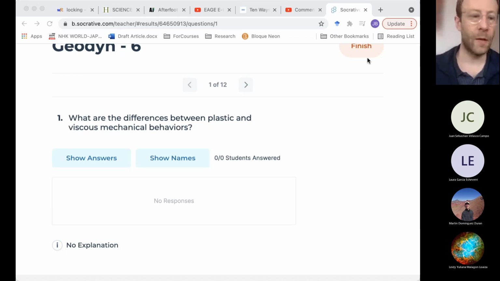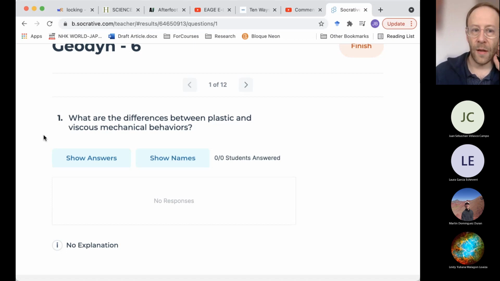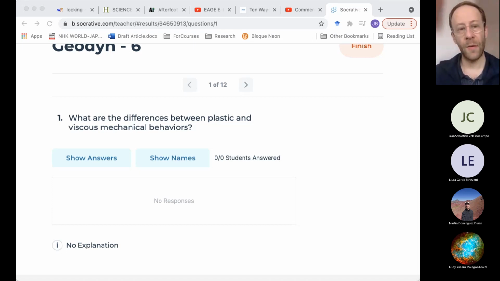Okay, so it started. So let's continue with this question. Who has an idea about how to make the distinctions between plastic and viscous mechanical behaviors? Let's say I didn't put elastic because, well, it's very different. But what's the difference between plastic and viscous mechanical behaviors? What can you think about?